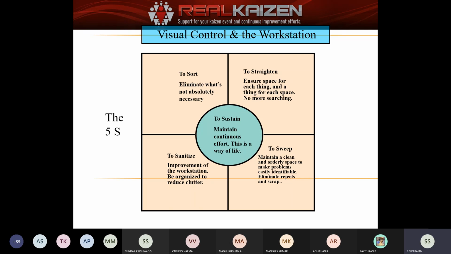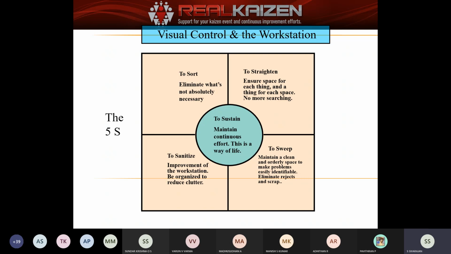Third is sanitize, improvement of the work. So you have to be organized. Whenever you want to do something, especially when you're handling things like measuring instruments, tools or raw material, whatever it is, you must be very organized. If you are disorganized, it is going to create clutter. That will lead to chaos. So these are the four S's.